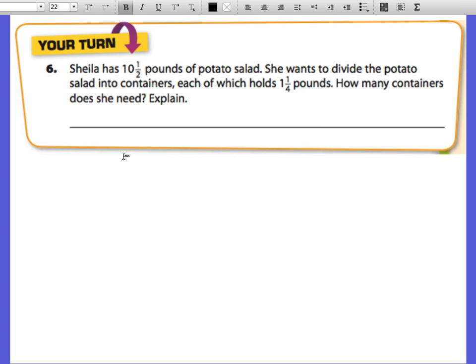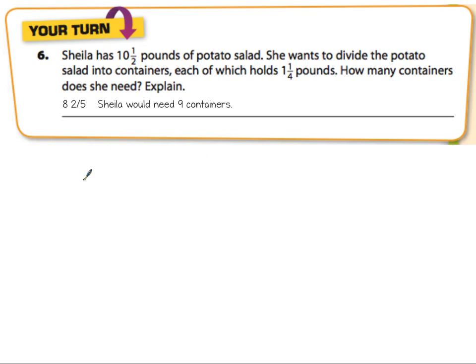All right, again, here's the you try. I want you to practice the you try and then come back and check your work. All right, so you do it, come back and check. So you should have come up with an answer of, want to double check here, 8 2/5, which means she would need 9 containers. Okay, if you didn't come up with that, let's go over why. If you did, fast forward and ignore me for right now.